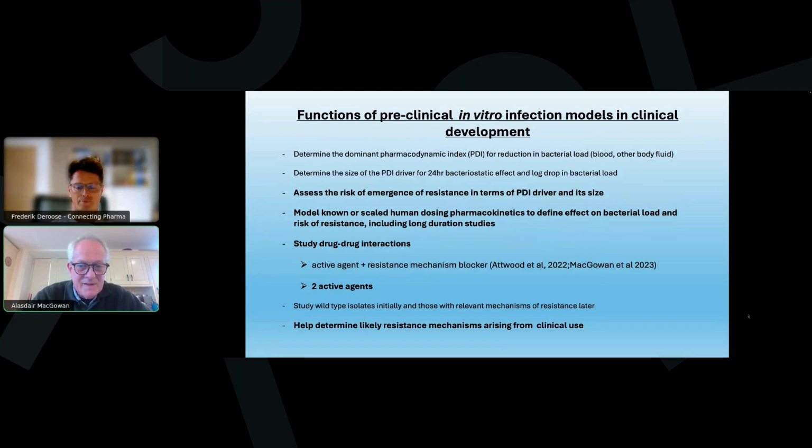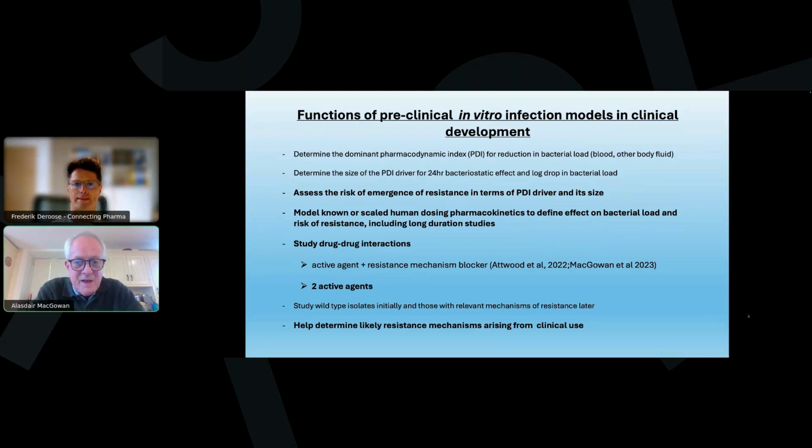But certainly these models have got significant contributions to make, whether that is an active agent plus a mechanism blocker, which Shampa talked about, Astraeon and Avibactam. The couple of references on these slides are also to inhibitors, beta-lactamase inhibitors or efflux pump inhibitors, if you want to dive into that. There are other literature out there as well, but also two active agents. And I'll come back to two active agents and resistance.